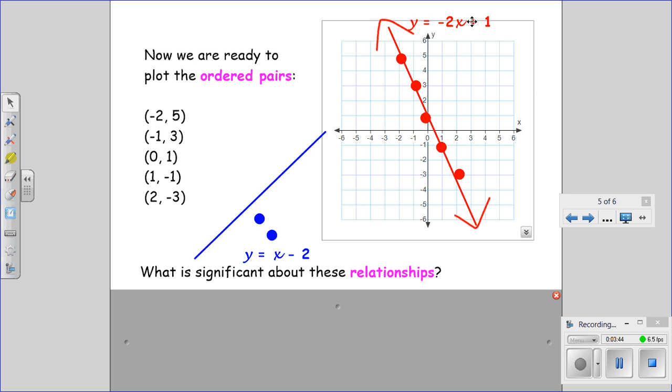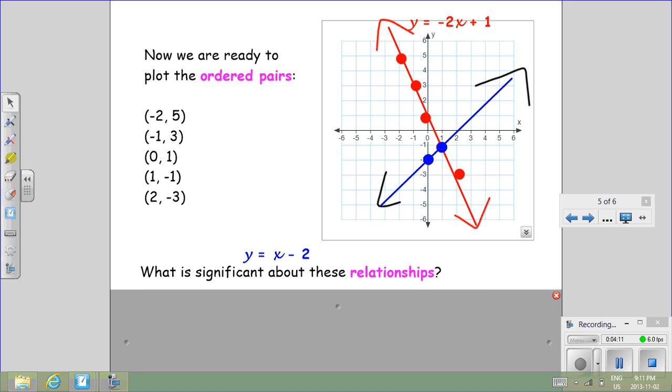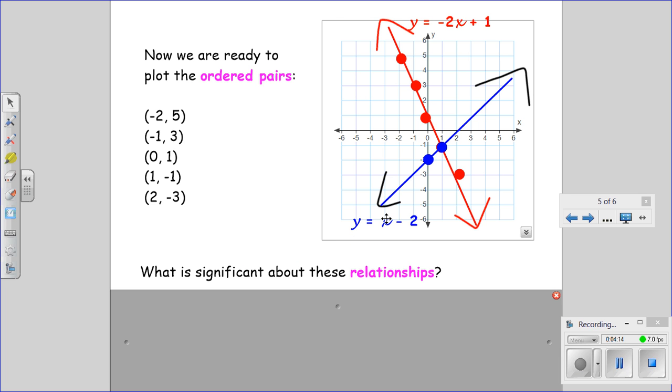For the second equation, y equals x minus 2, I can use the slope and y-intercept. The y-intercept is 0, -2. And the slope is 1, because there's a 1 in front of the x. That means the rise is 1 when the run is 1. So I can start at the point 0, -2 and go up 1 and right 1. And I can grab my line and draw a straight line through. And again, I need arrows and I need to label it.